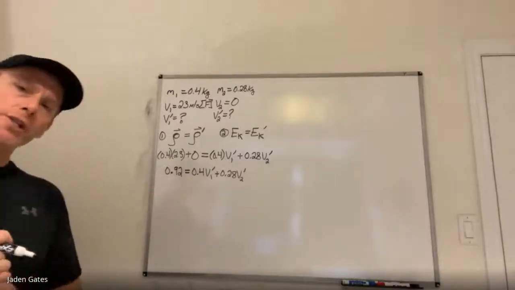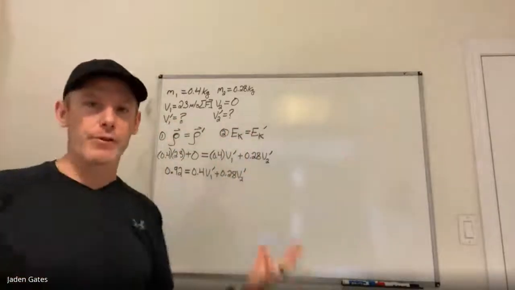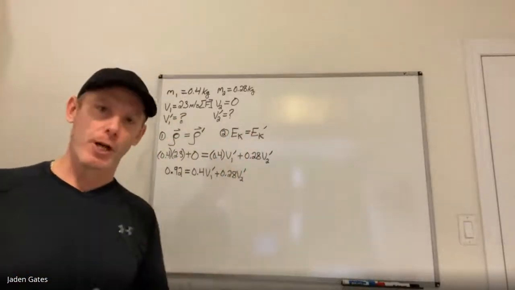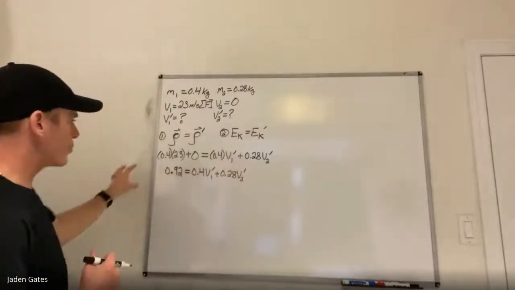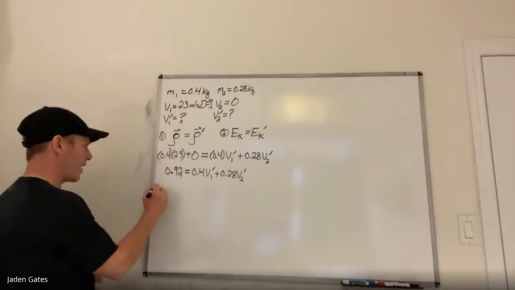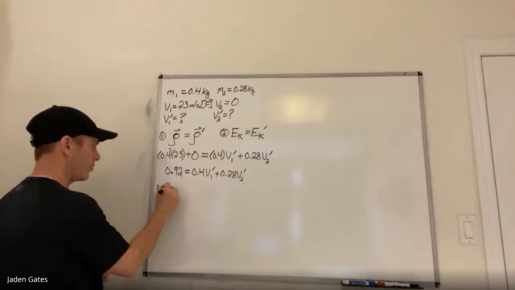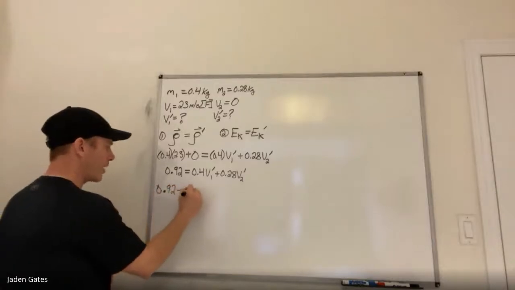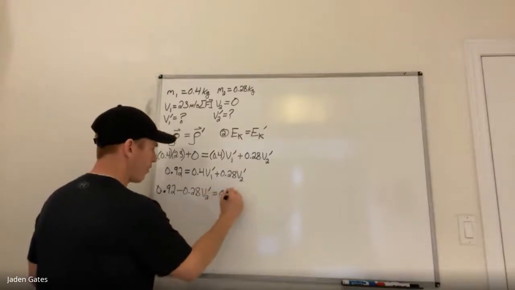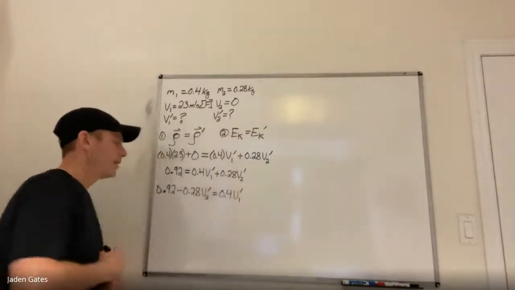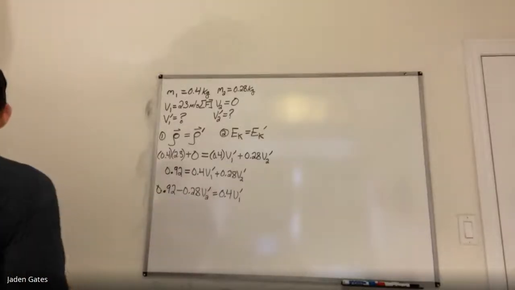prime by itself. So this is a lot like when we did ropes and pulleys. I'm just going to get one variable by itself so that when I'm solving systems of equations, it makes it a lot easier. Although there are a lot of ways to do it. All right, so I'm going to move this 0.28 V2 prime over to the other side. And so I have 0.92 minus 0.28 V2 prime is equal to 0.4 V1 prime. Now, again, I want to get V1 prime by itself, so I'm going to divide everything by 0.4.